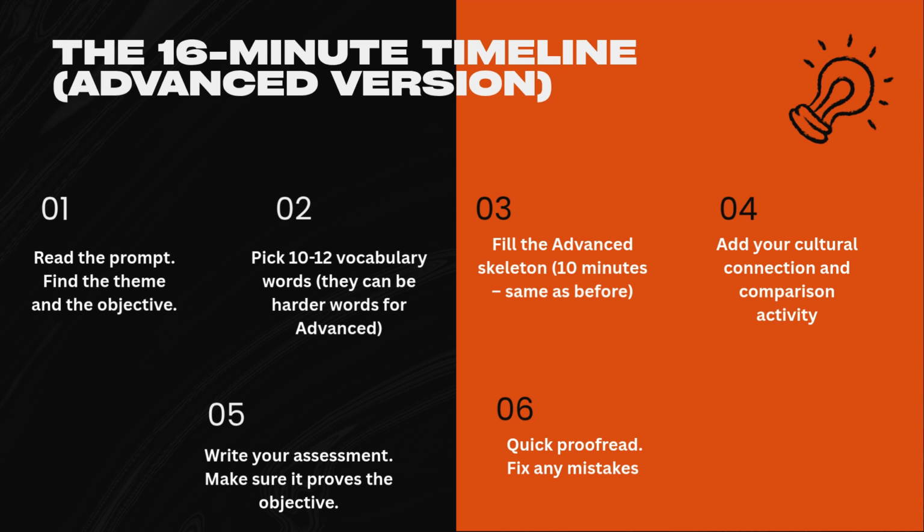The 16-minute timeline. Same 16 minutes, same strategy, just different activities. Here is the timeline. So, first, you're going to read the prompt, find the theme and the objective. 2, you're going to pick the 10 vocabulary words, but they can be harder words for advanced, okay? 3, fill in the advanced skeleton, same as before. 4, add your cultural connection and comparison activity. 5, write your assessment. Make sure it proves the objective. And 6, quick proofread. Fix any mistakes.